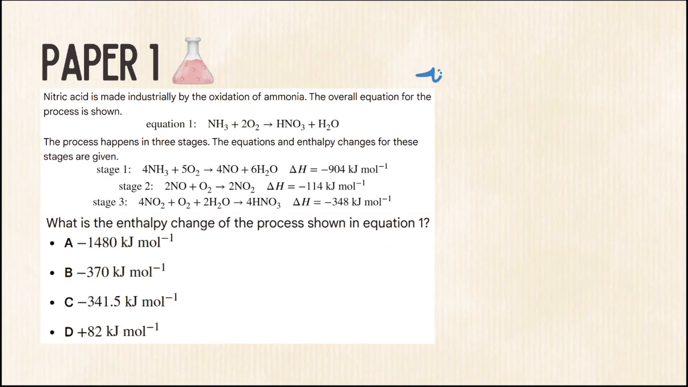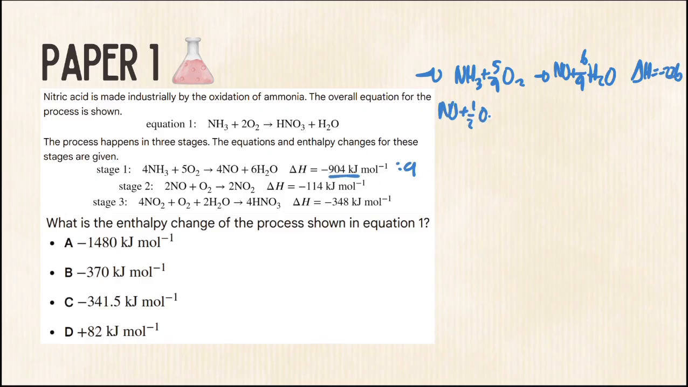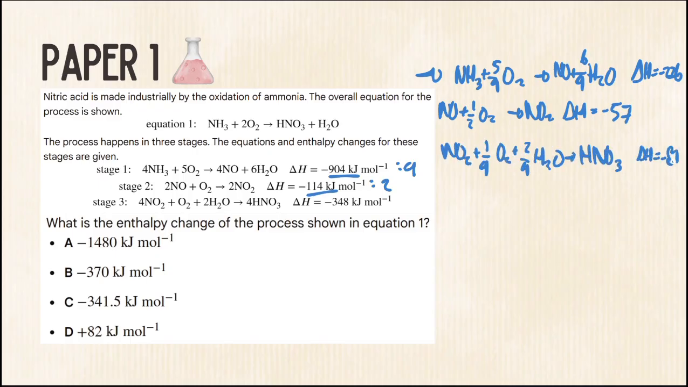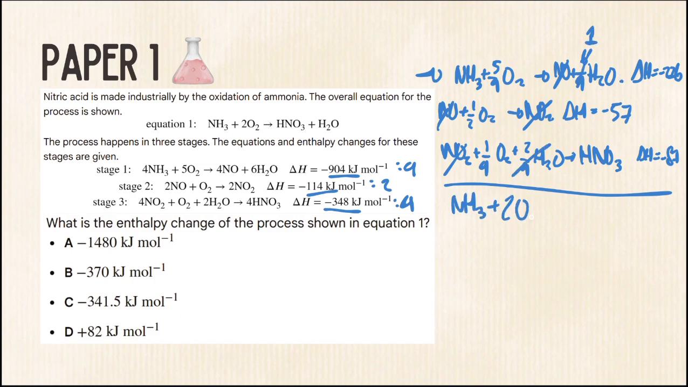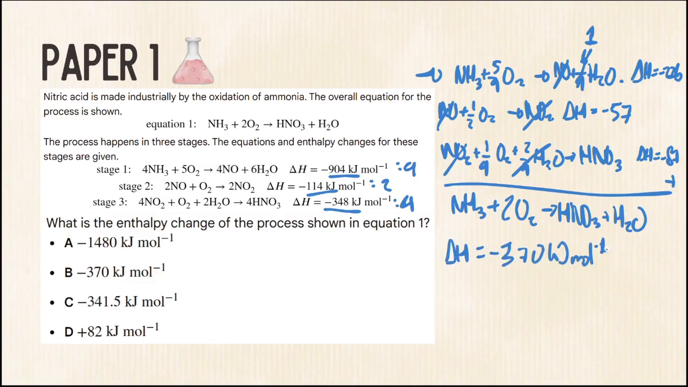Moving on, we need to find the overall enthalpy change for equation 1 using 3 given stages. To get equation 1, we must adjust the coefficient of each stage to match our target reaction. First, multiply stage 1 by 1/4 to get 1 mole of ammonia. Next, multiply stage 2 by 1/2 to cancel out the nitrogen monoxide. Then, multiply stage 3 by 1/4 to get 1 mole of nitric acid. Finally, add all 3 modified ΔH values together. Negative 226 plus negative 57 plus negative 87 equals negative 370.